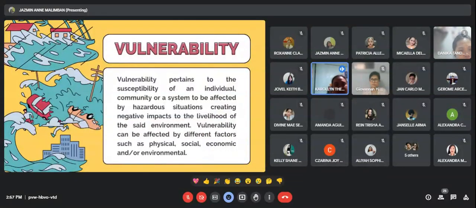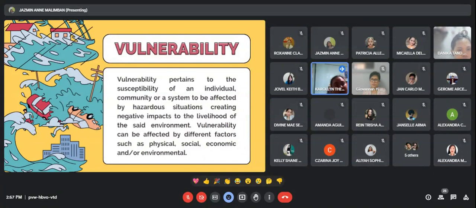Next naman po na element of disaster we have is the vulnerability, which pertains to the susceptibility of an individual, community, or system to be affected po ng hazardous situations. This vulnerability simply means lang po sino po yung mga vulnerable or sino po yung mga deeply maaapektuhan once na may nangyari po na hazardous situation.